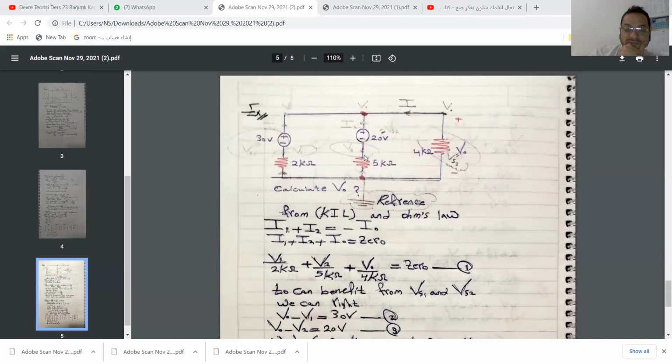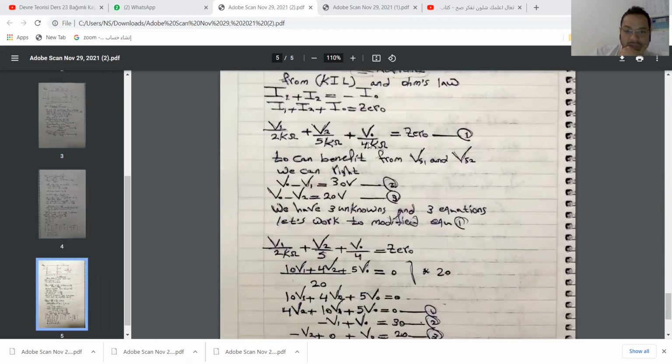V0 minus V2, I write it at this node here. V0 minus V2 equal VS2 equal 20 volts. We have 3 unknowns and 3 equations. Let's modify equation 1. All of these equations, you can use the scientific calculator, like I said before, we must make the equation without fractions, okay?